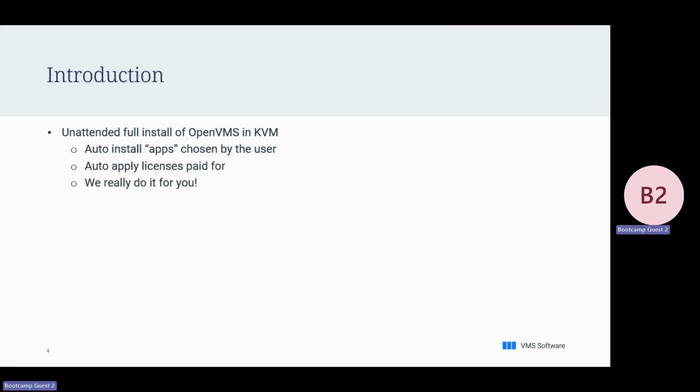Yeah, so bit of an introduction about this entire project, which you kind of got. What exactly is this tool for? It is basically a completely unattended install of VMS that you can just do immediately, pretty much in 1 click. You can automatically install the apps that the user chooses. So you just go onto some kind of front end, you click the buttons, what products you need, and you will automatically have it installed inside your VMS system. It also automatically applies licenses for you, so you don't need to worry about that either. And we really do everything that you need to get your OpenVMS system up and running.